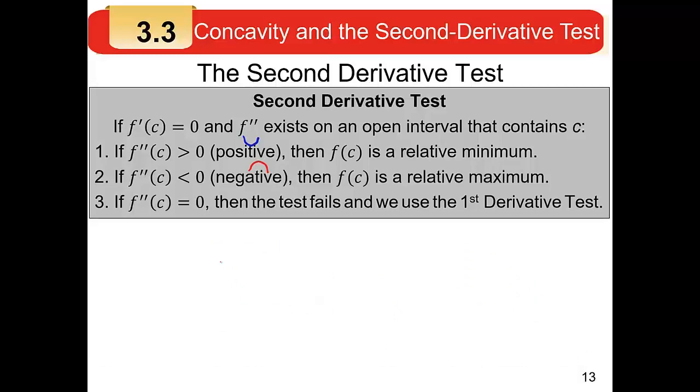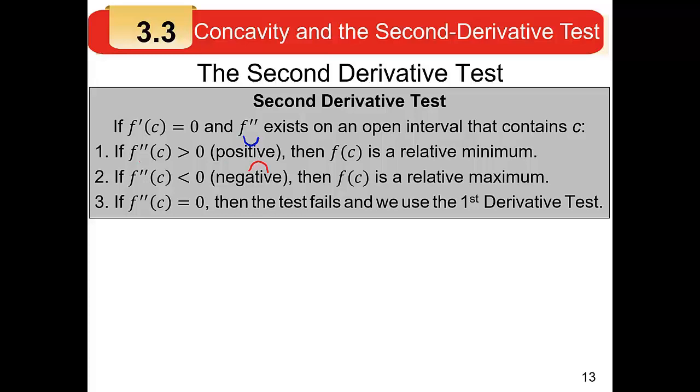Just to put it in focus, let's make it pretty clear by listing these steps. If you start off with a function and the first derivative is 0, in other words, you're going to get your critical values, and the second derivative exists on some open interval that contains that critical value. If the second derivative at that critical value is greater than 0, meaning it's positive, a positive second derivative means you have concave up, which means you have a relative minimum.